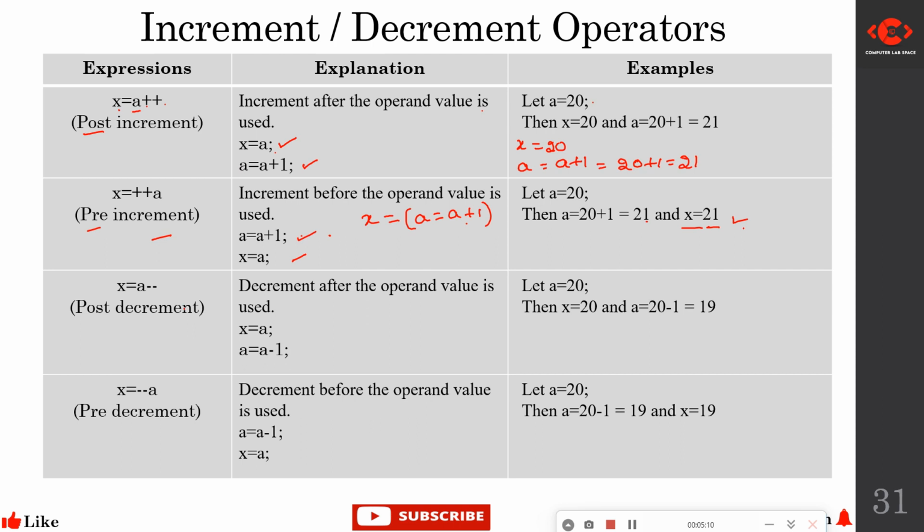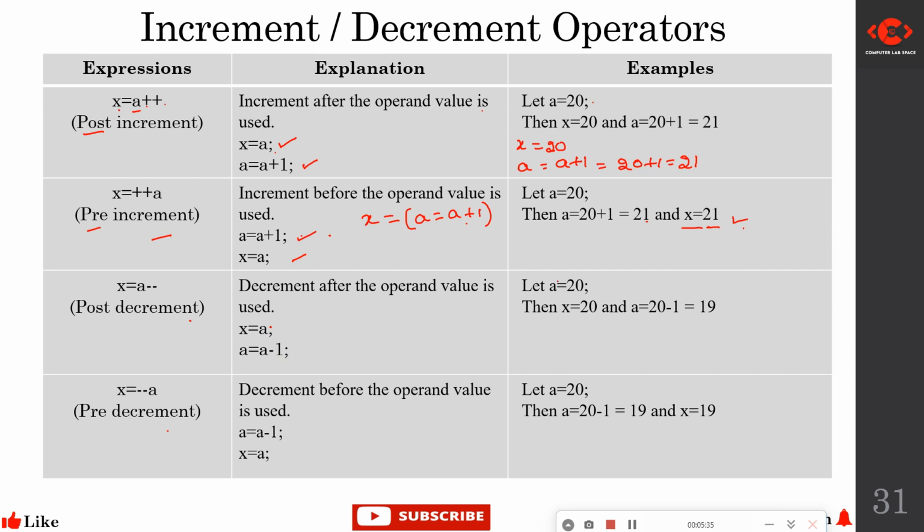Next we have post decrement and pre decrement. So decrement means what? Decreasing a value by 1. Similar to the technique we used for post increment and pre increment, here we are going to perform with the post decrement. So post decrement means first it is going to assign the value, then it is going to decrease the operand value by 1.